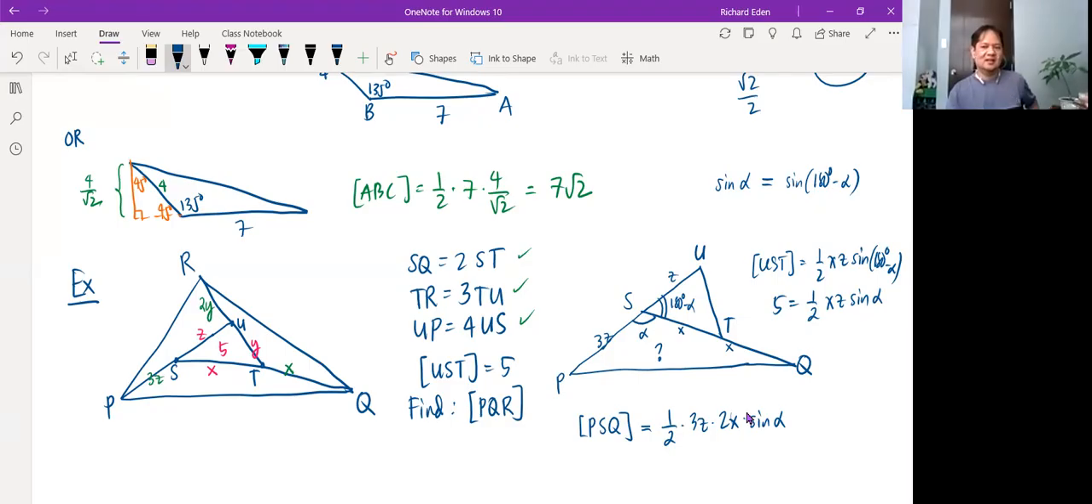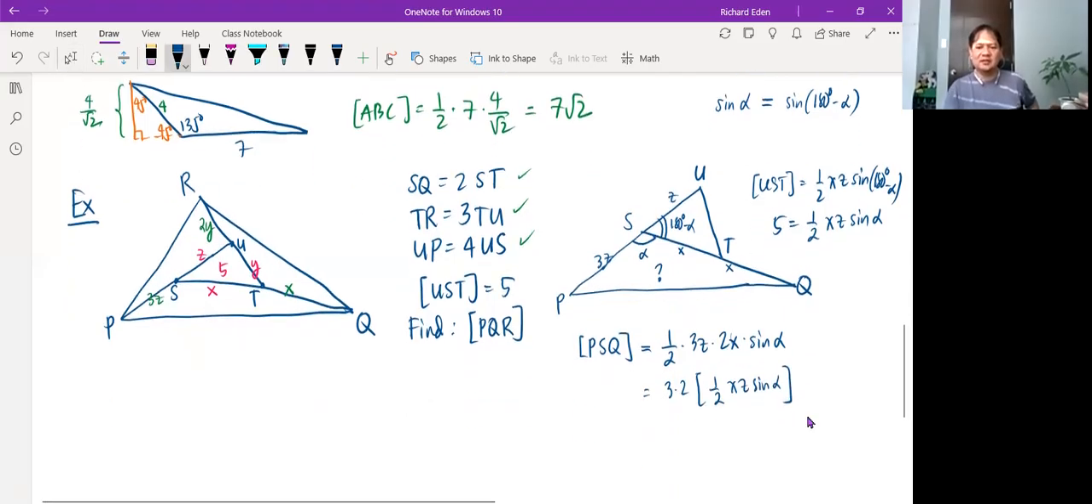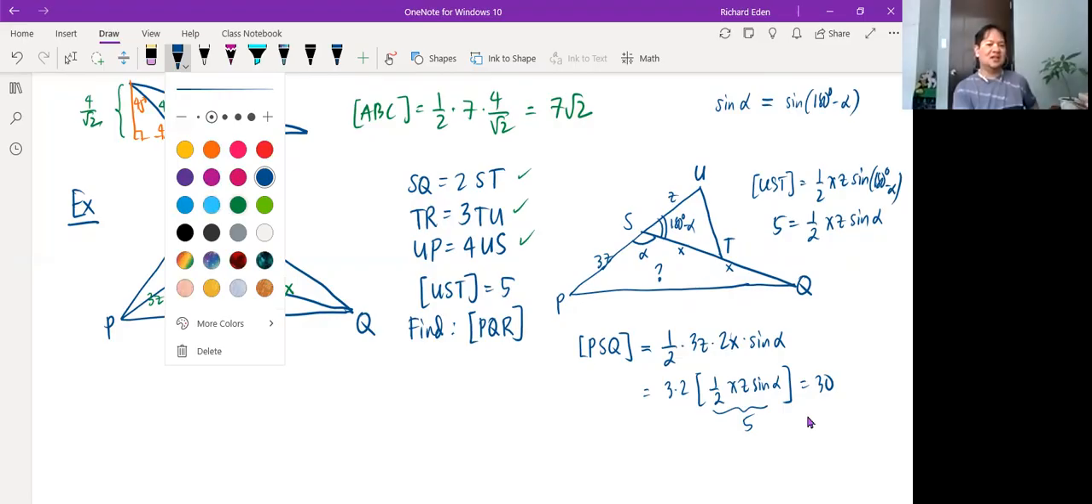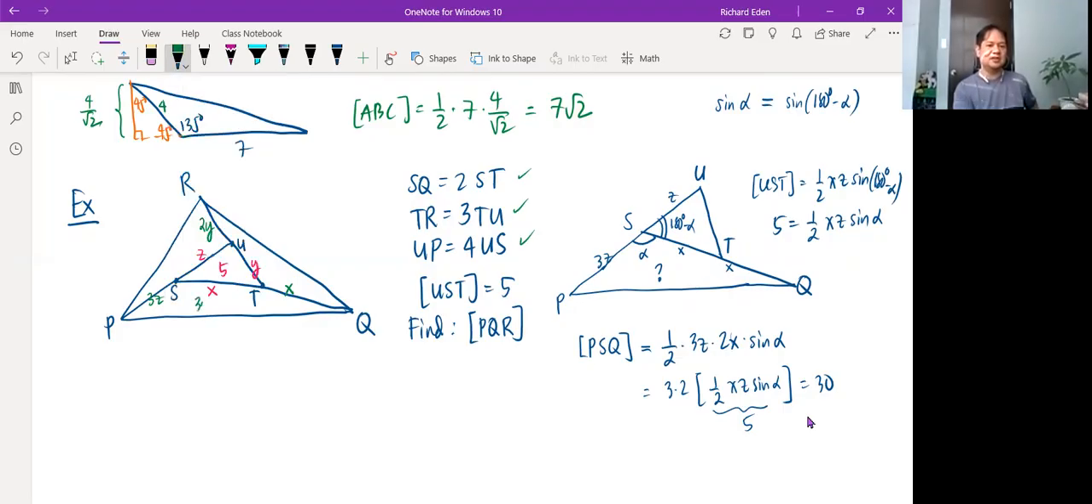So what is one half XZ sine alpha? That's 5, so PSQ is 6 times that. So PSQ is equal to 30. We ended up with 3 times 2 times one half XZ sine alpha, and that's 5. So there you go, we can actually figure out that the area of PSQ is equal to 30 units.